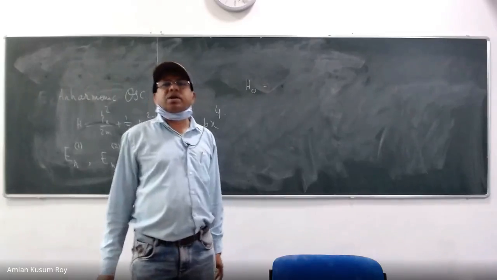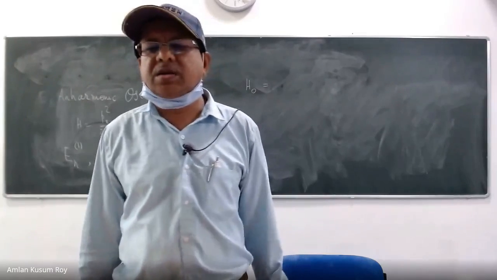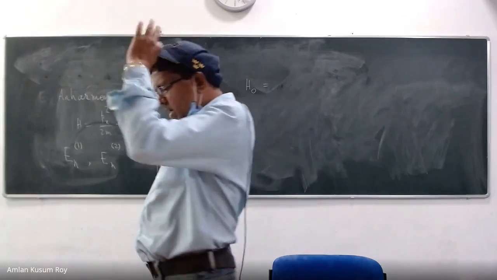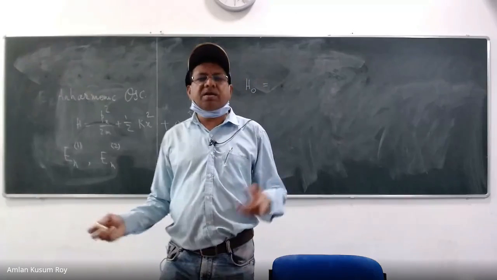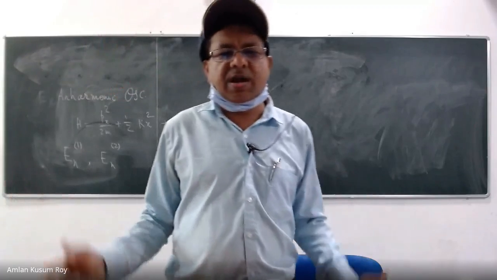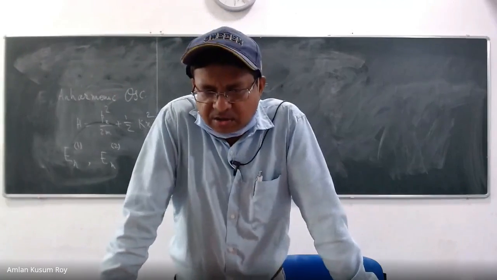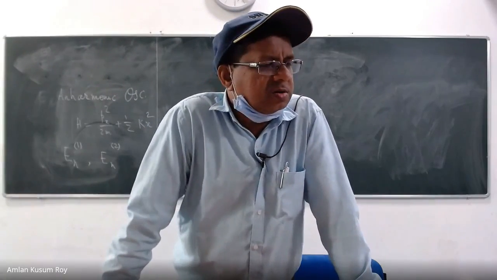Those of you who know, you can write in the chat box. Please have some interaction. So H0 means what? Sir, H0 is the unperturbed harmonic oscillator, that is Px square by 2m plus half Kx square. That is fine, but in general, what is the answer for H0?